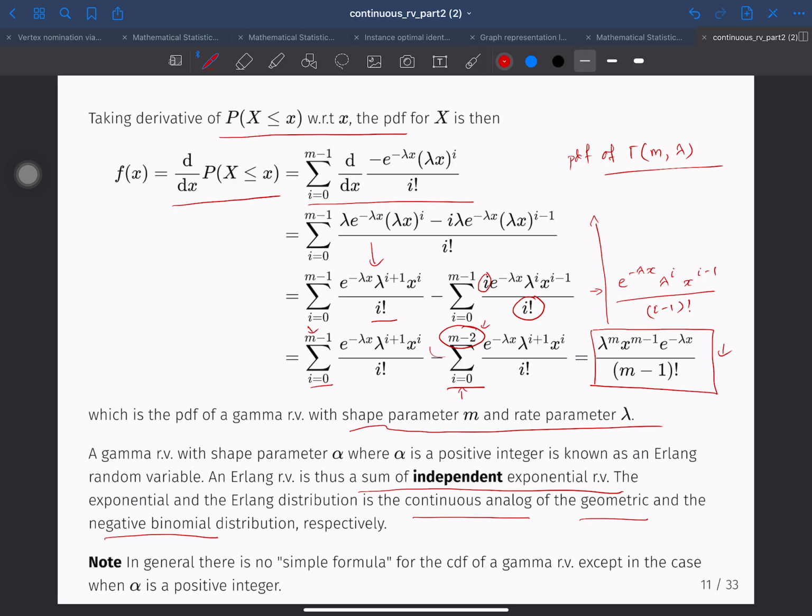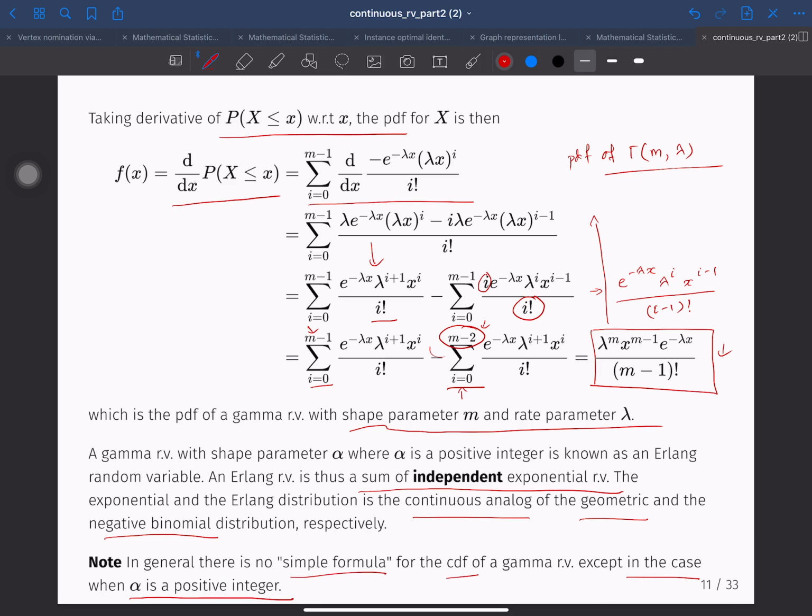And with this final result here, we can say that in the case when alpha is a positive integer, there is a simple formula for the CDF. And that simple formula is given here. This formula here. But in general, there is no simple formula, like we said, except in the case of alpha being a positive integer.